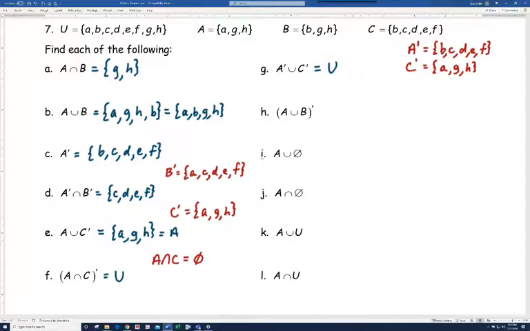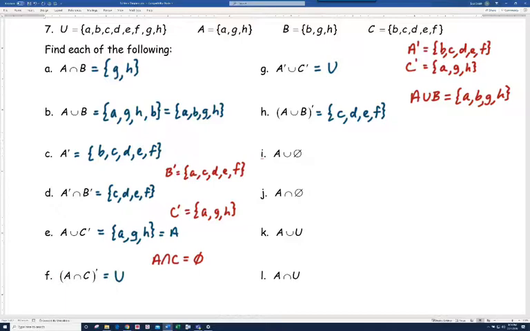On H, we want to find the complement of A union B. Well, we already found A union B on problem B, and it was A, B, G, and H. And so the complement of that is going to be everything in the universal set that's not in this set. So I'm going to go ahead and cross off A, B, G, and H. And you can see what's left over is C, D, E, and F. That would be our set.